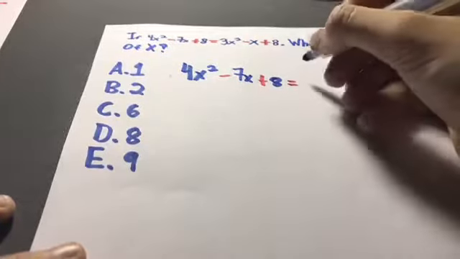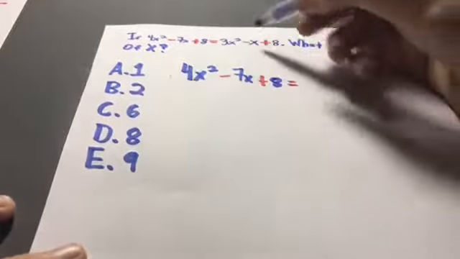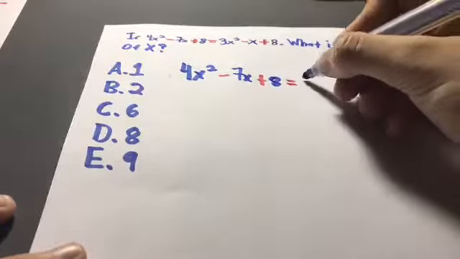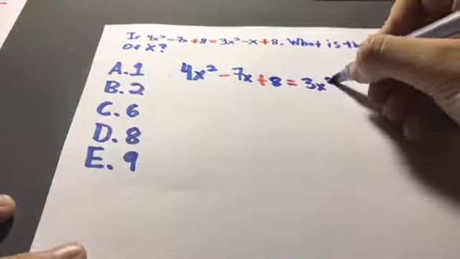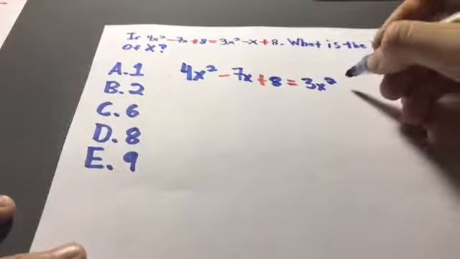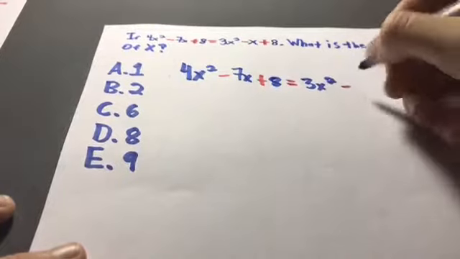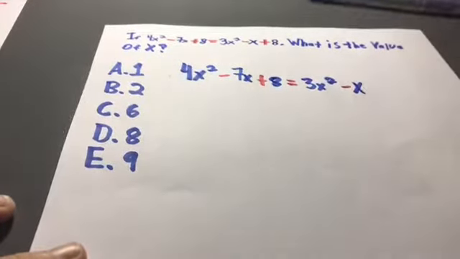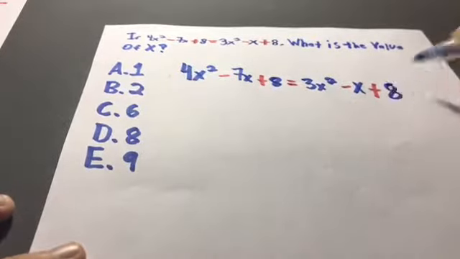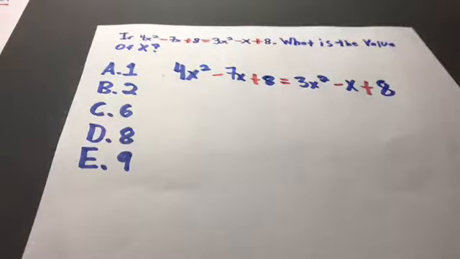I'm sorry if I'm switching markers, just to make it more clear. 8 is equal to, what equal to means is basically this is the same thing as this right here. So 3x over 2 minus x plus 8. Okay, so how do we answer this problem?